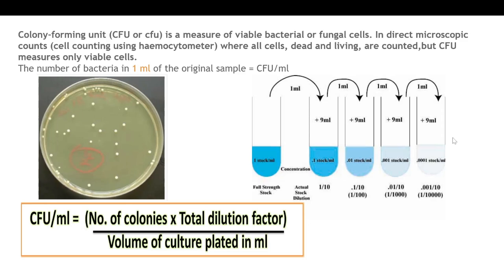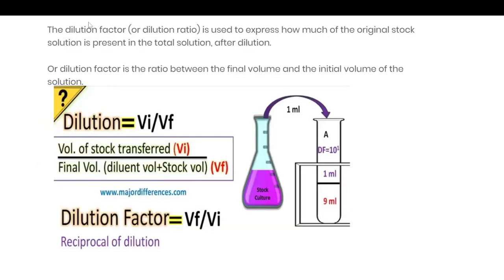Now what you need to see is how to calculate this dilution factor. What is this dilution factor? Dilution factor or dilution ratio is used to express how much the original stock solution is present in the total solution after dilution. Or dilution factor is the ratio between the final volume and the initial volume of the solution. So dilution factor gives an idea of how much your stock solution has been diluted in this serial dilution process. For example, here it is getting tenfold diluted, 10 times diluted. So what is the dilution factor?